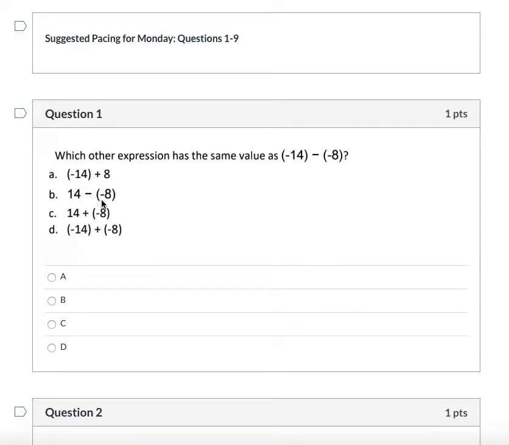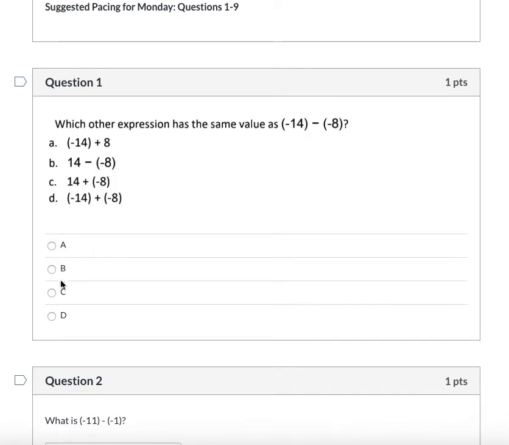B. 14 minus a -8? C. 14 plus a -8? D. -14 plus a -8? Is it A, B, C, or D?